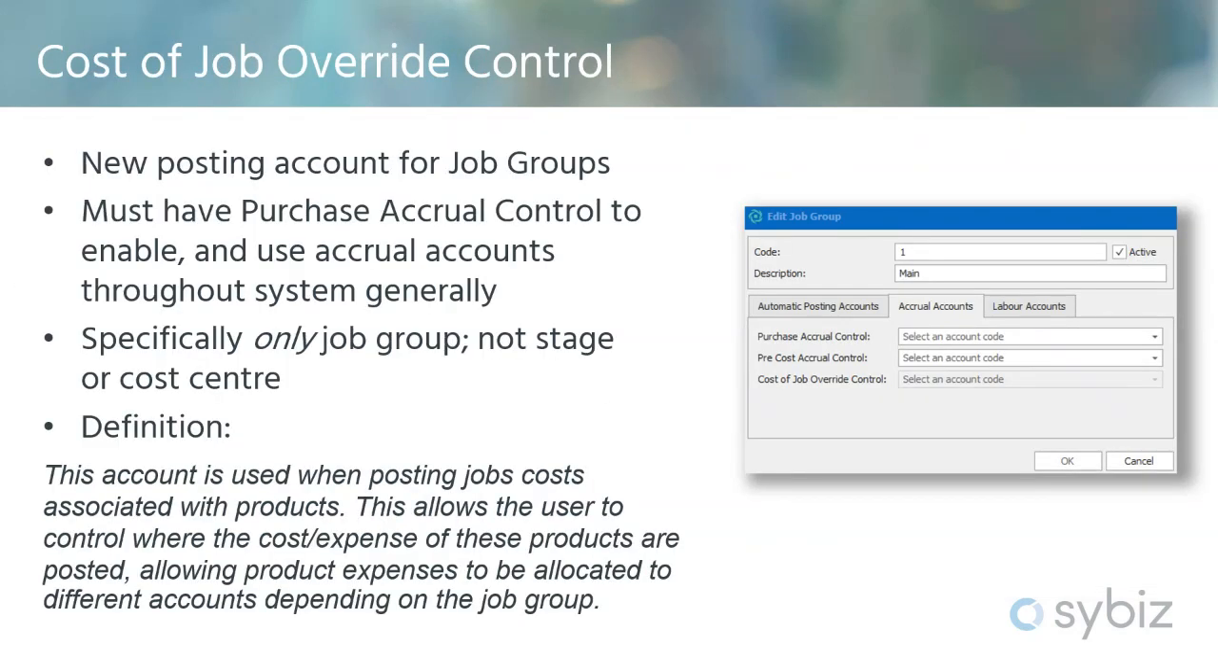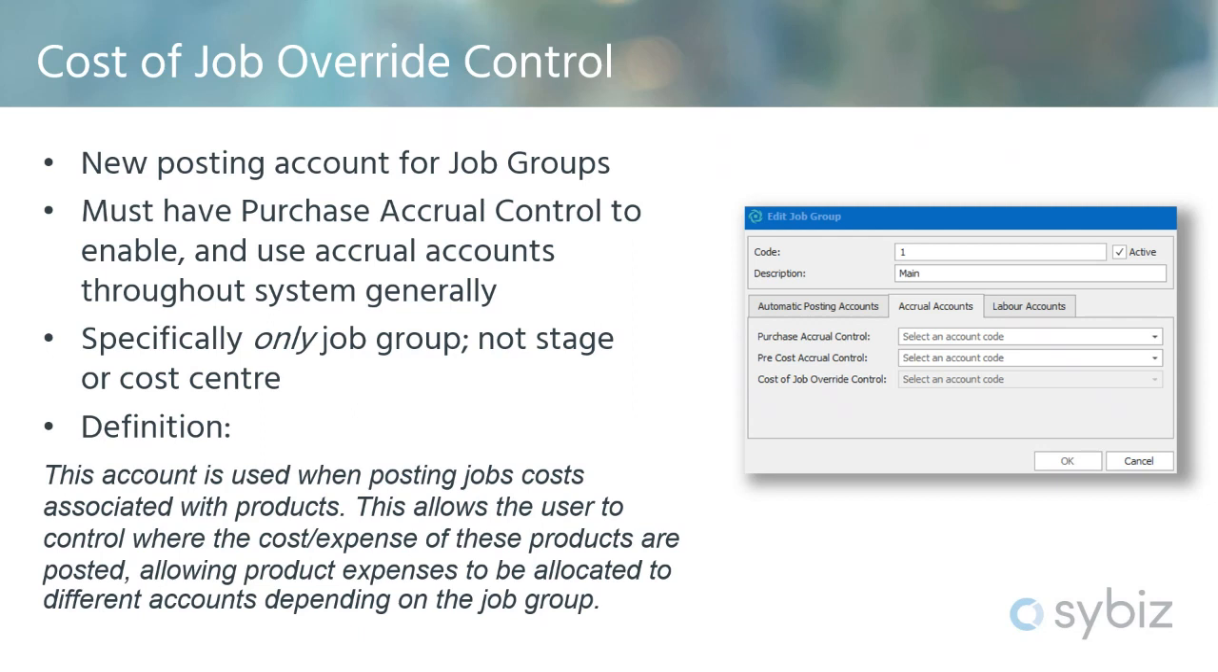For the accounting boffins out there, there's a new cost of job override control. You have to have purchase accrual control set up against your job group, and I want to specify it's only job group, so you can't use this new account against stages or cost centers. Definitions there are just straight from the help file, and details generally relate to the product posting.